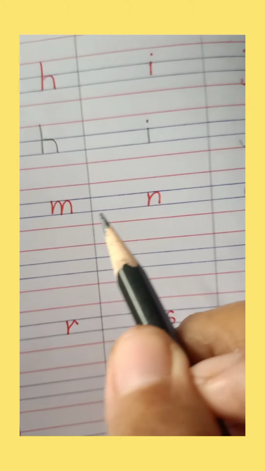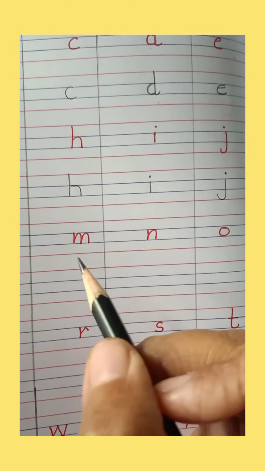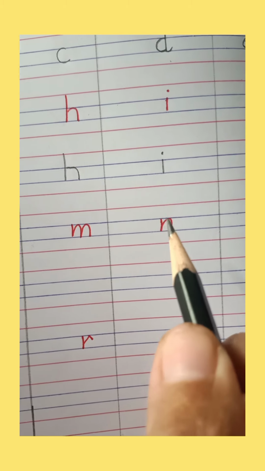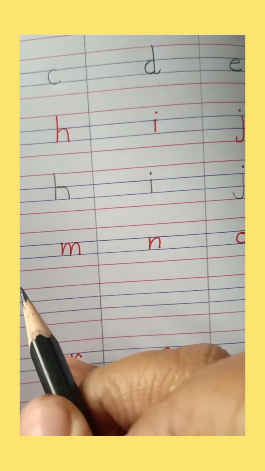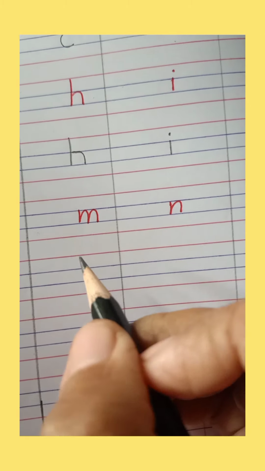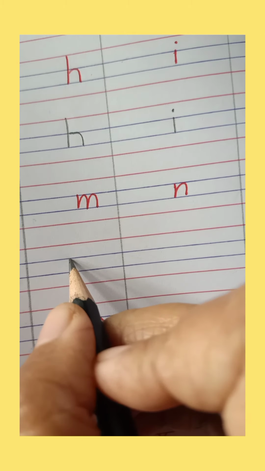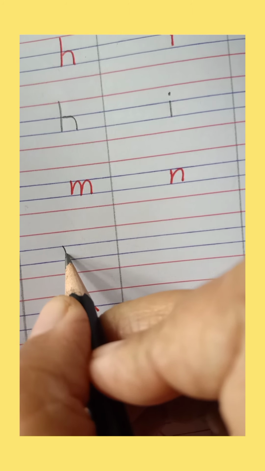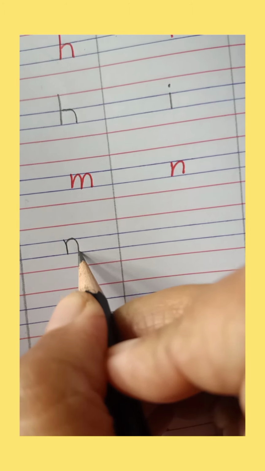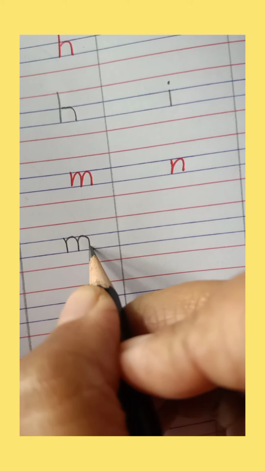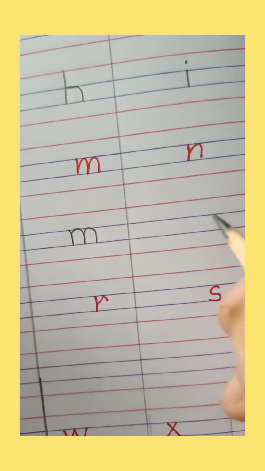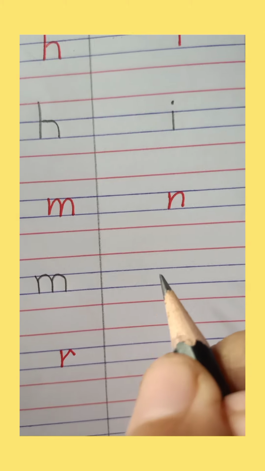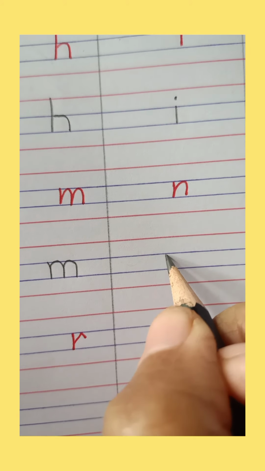This you can see m, n, o. These three letters we are going to write between these two blue lines. Okay, so you have to remember these things. Now start from here. Okay, I have already told you we have to write between blue lines. Down, up, down, up, down. M is ready.